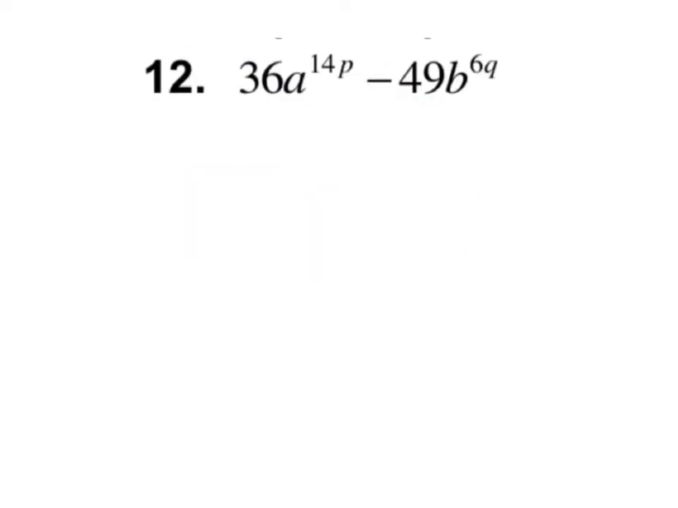Okay, so first thing I'm looking, is there a GCF? There's not. All right, there's 2 terms, they're being subtracted. 36 and 49 are both perfect squares. And then a to the 14p and b to the 6q can also be treated as perfect squares. So I'm going to factor this as a difference of perfect squares. All right, so let's do the square root of the first. That's going to give us 6a to the 7p.